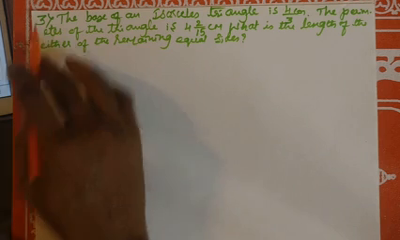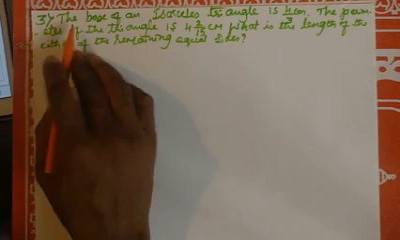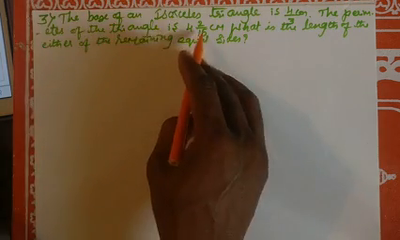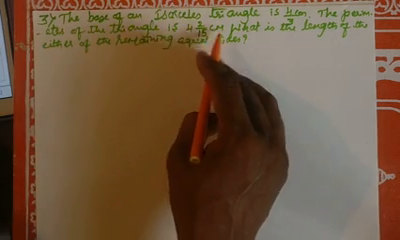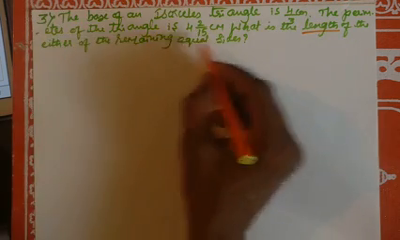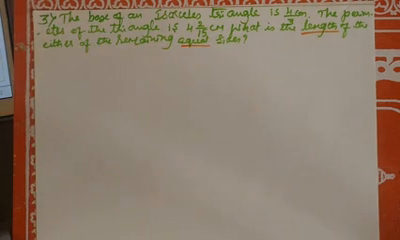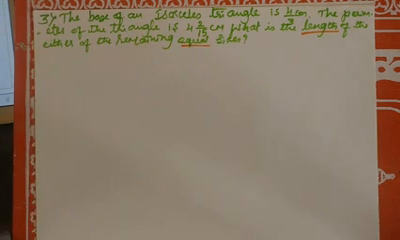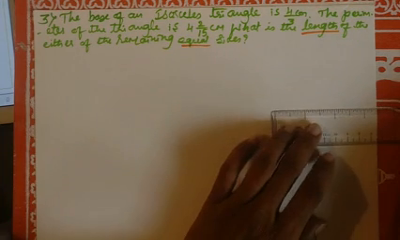Okay, dear students, here we have the third question. The base of an isosceles triangle is 4 by 3 centimeter. The perimeter of the triangle is 4 whole 2 by 15 centimeter. What is the length of either of the remaining equal sides? Now let us discuss this. I will draw a rough diagram.